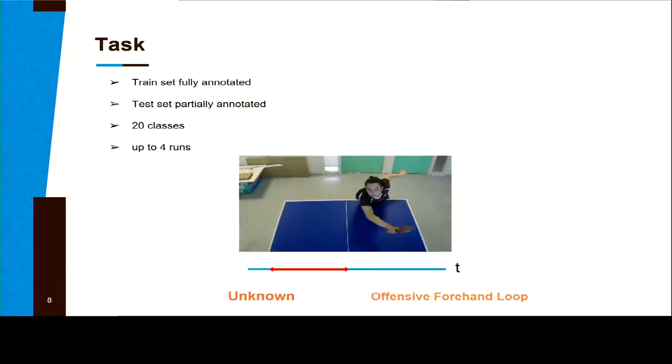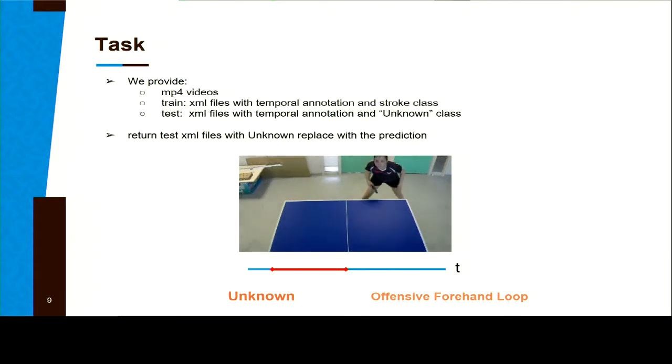The task itself: we provide a train set fully annotated and a test set partially annotated. We have 20 classes and people can submit 4 runs. The goal is just to set the unknown class to the class of the stroke. So the temporal segmentation is already done. For that we provide MP4 videos and 2 XML files, one for training and one for tests, and people just have to return the test, and then we can evaluate their performance.